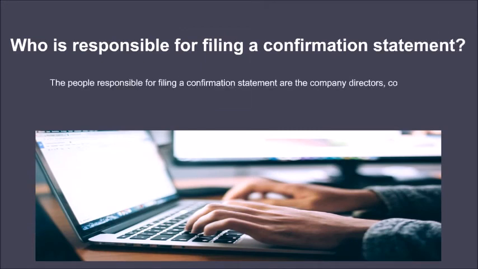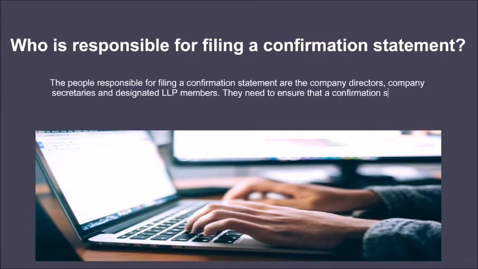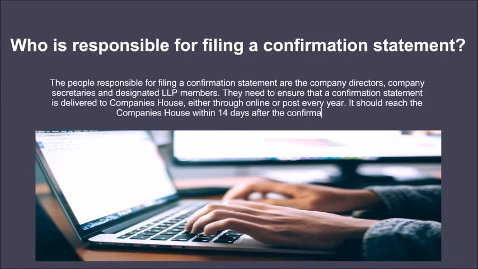Who is responsible for filing a confirmation statement? The people responsible for filing a confirmation statement are the company directors, company secretaries and designated LLP members. They need to ensure that a confirmation statement is delivered to Companies House, either online or by post every year. It should reach the Companies House within 14 days after the confirmation date.